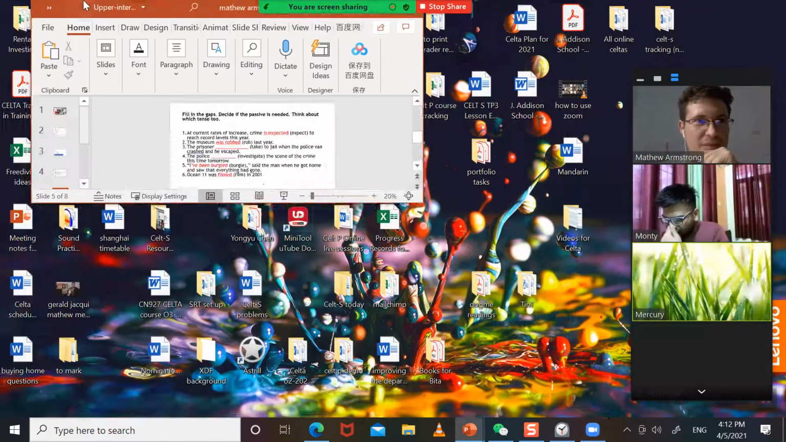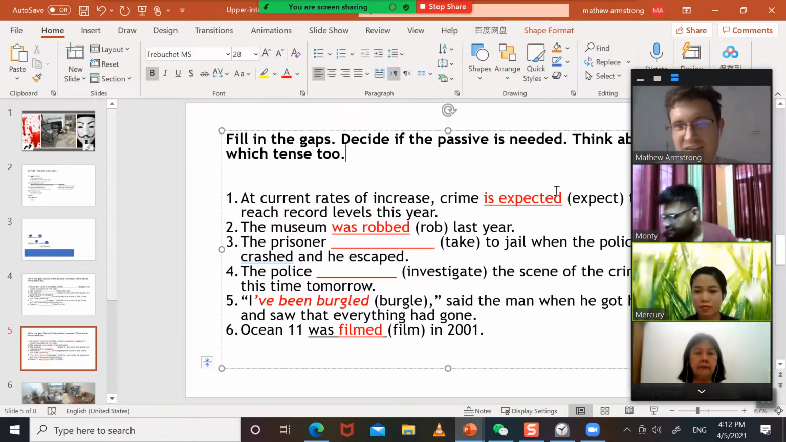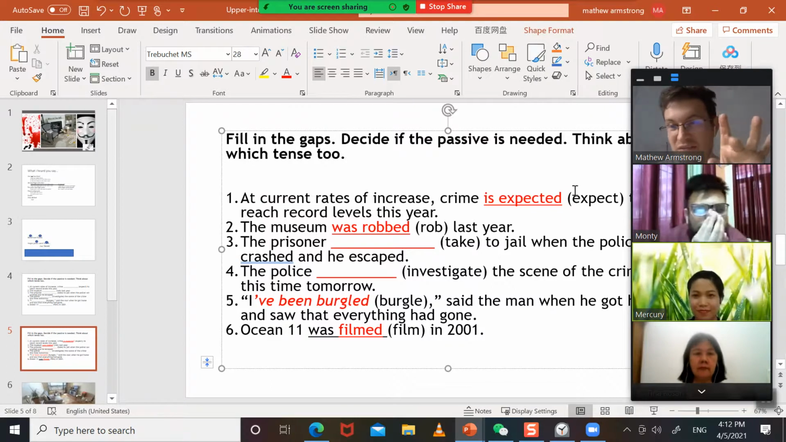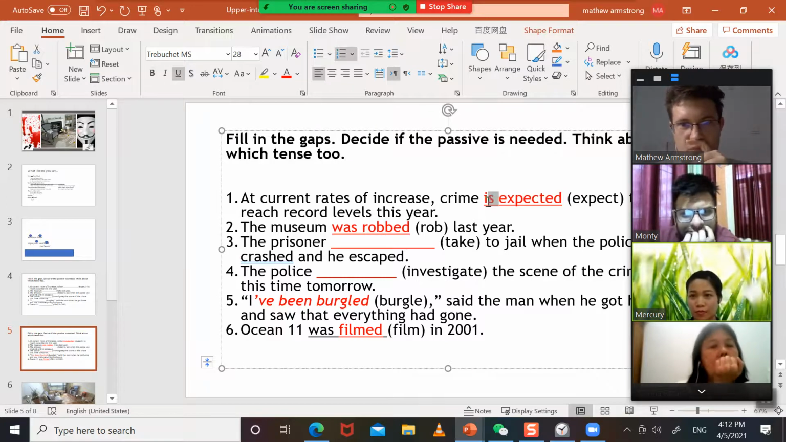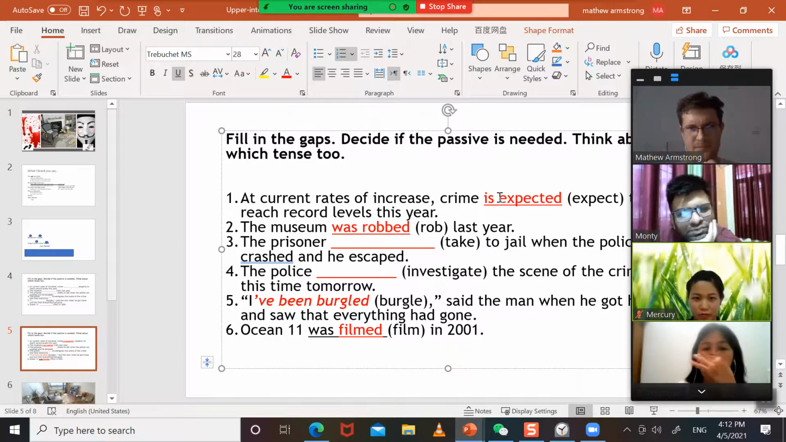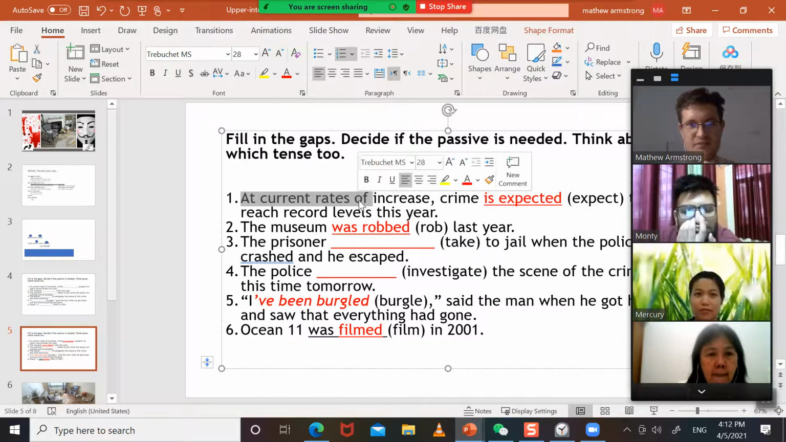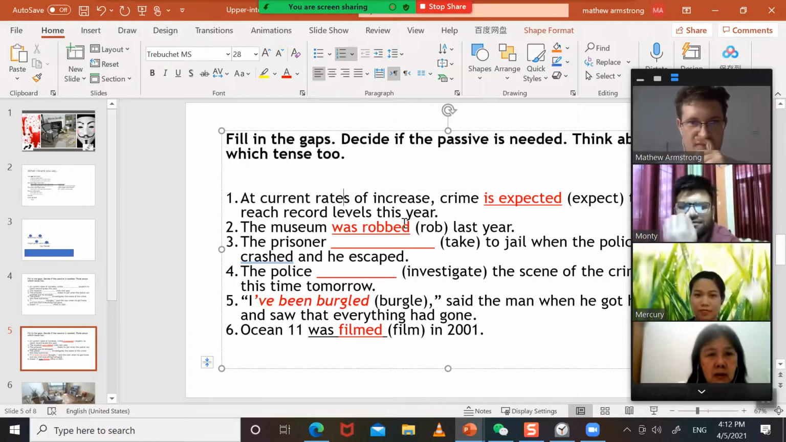All right, so I was listening, and I think most of you are okay with the answers here. For this one, we want present simple because the sentence is in the present simple. Because this year, and it's current. Oh yeah, current rate. So yeah, and this you're right, Mercury.